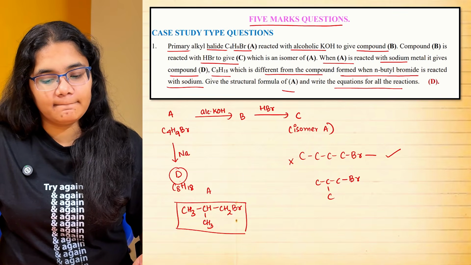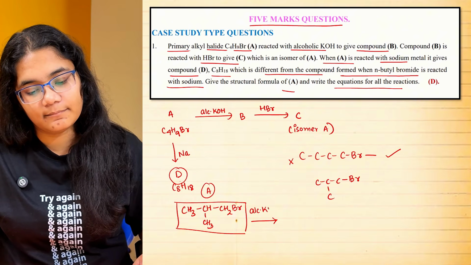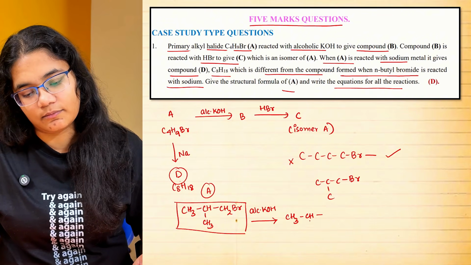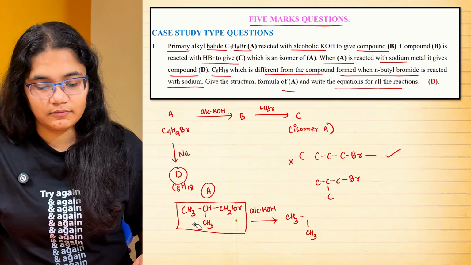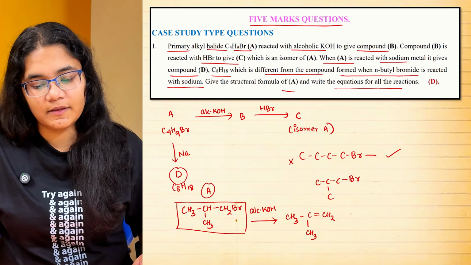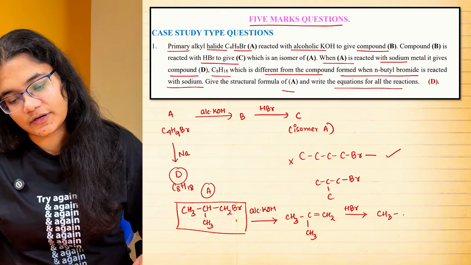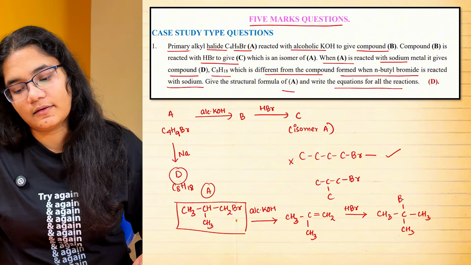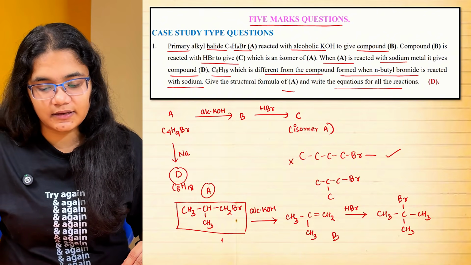Clear? Next, when you treat it with alcoholic KOH, what will happen? You will get a double bond, so you will have CH3, CH, double bond, CH2, and here there will be elimination. Next, if you treat it with HBr, Br will be attached, so I'll have CH3, C, CH3, and here Br is attached. So this is A, this is B, and this is C.